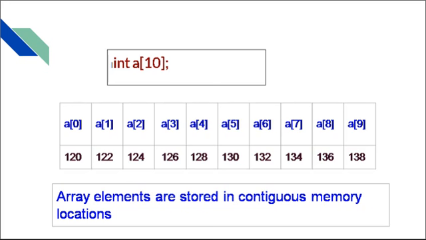Array index starts from 0. All the array elements are stored in contiguous memory locations. Contiguous means side by side. That means if you know the address of the first location A0, then we can automatically calculate the address of the remaining locations. So that's why the first location A0 is called the base of the array, the base address. Okay, this is about arrays.